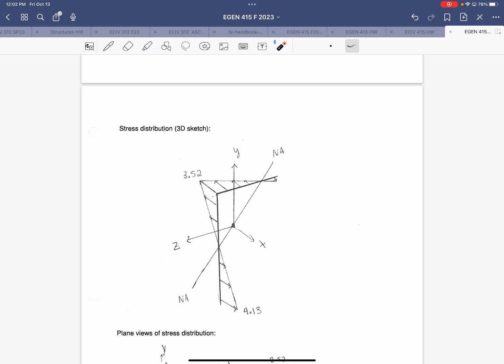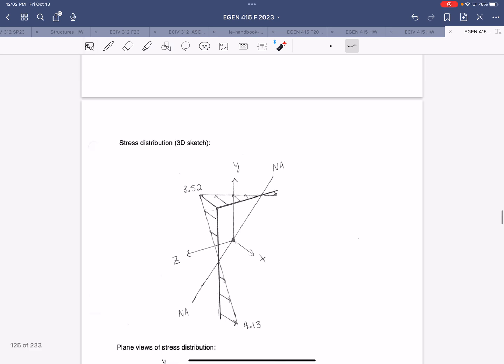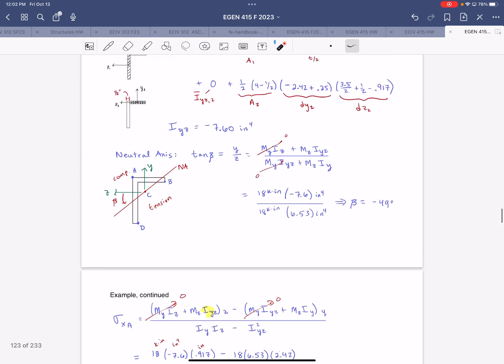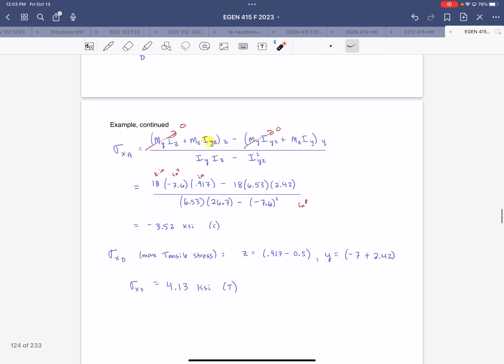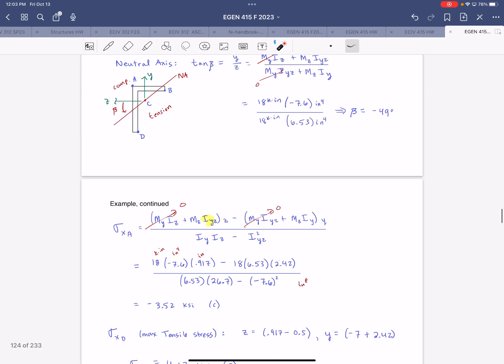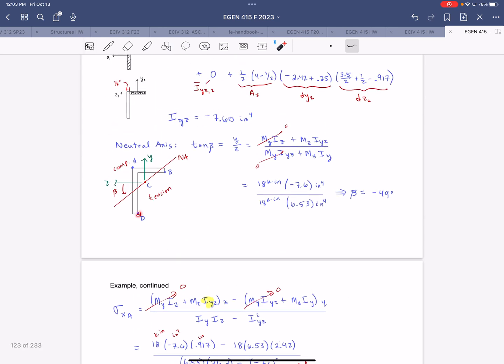So for this problem, we calculated 3.52 in compression at point A, which was the corner, the outside corner there. And then the maximum tension was 4.13 KSI at point D, down at the bottom right.